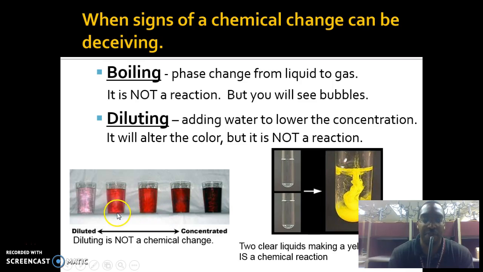That is a fake out. The color is kind of changing, but it's because we're adding water, not because there's a chemical change or a substance change going on there. Now, if you look over here to the right, this is a chemical change. You have two colorless liquids. Once you combine them in a test tube, it forms this yellow substance. That is a precipitate. The two clear liquids making a yellow precipitate is a chemical reaction. So if you saw this, this would be an example of a chemical reaction.